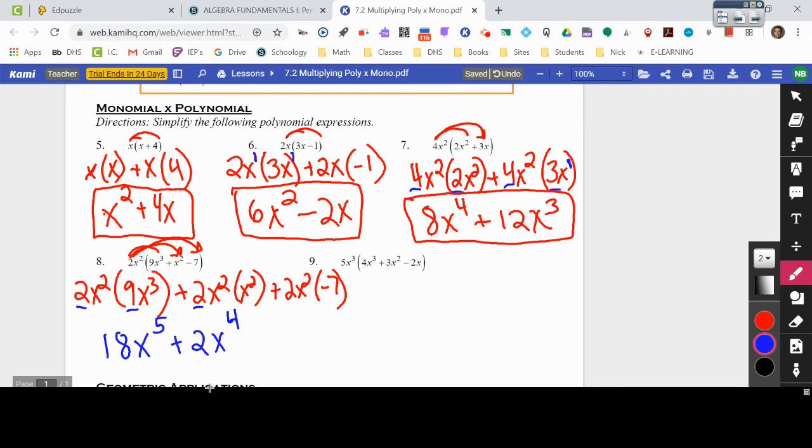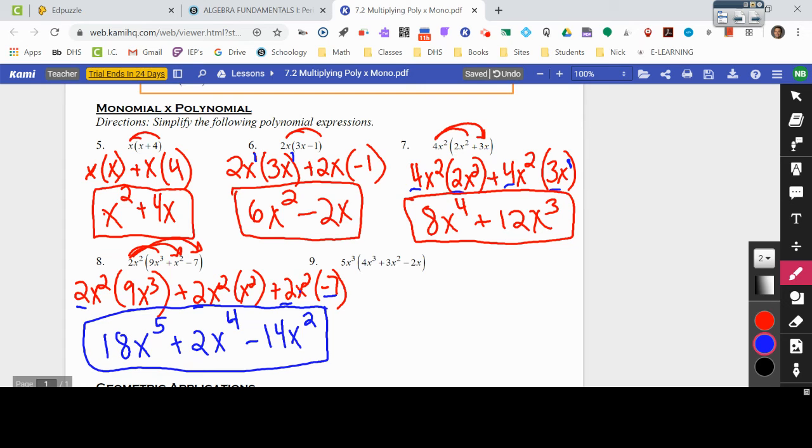All right, and then my last pair of terms here that neither gets multiplied is this 2x squared with this negative 7. Well, 2 times a negative 7, a positive times a negative is a negative, and then 2 times 7 is 14. And then I just have an x to the second power. So this is my simplified answer: 18x to the fifth plus 2x to the fourth minus 14x to the second power.